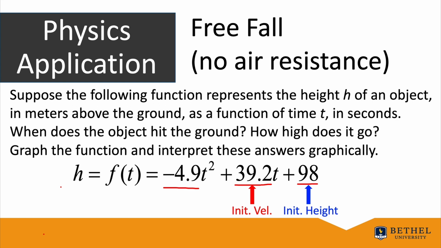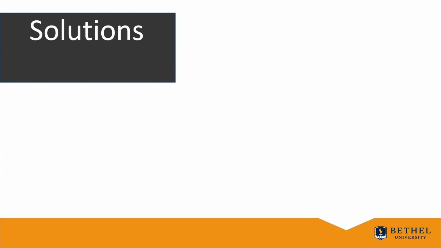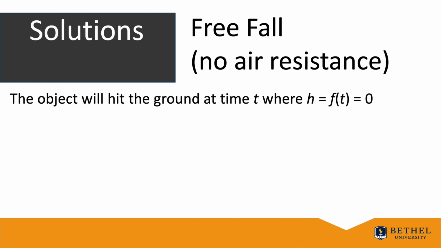We have three things to do. First, find when the object hits the ground. Second, determine how high the object goes. And third, graph the function and interpret these answers graphically. Here are the solutions of these free-fall questions. To find the time when the object hits the ground, set h equals f of t equal to 0. That means this quadratic equation must be true.